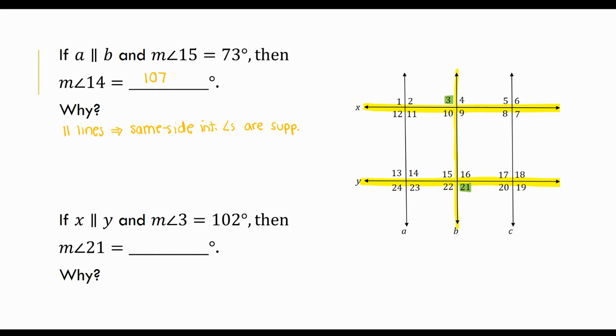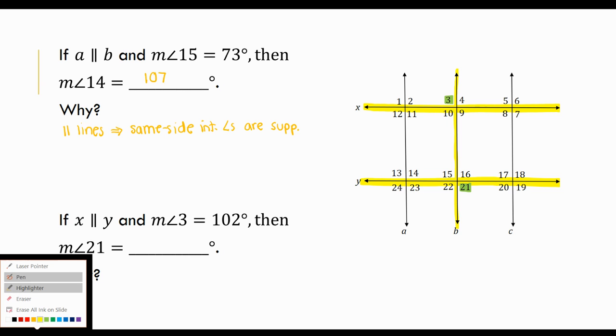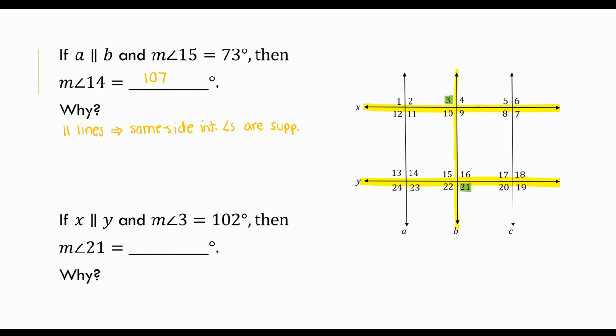So if 3 and 21 are dealing with the transversal of B, notice that they are on opposite sides. 3 is to the left of B and 21 is to the right. So they are alternating. Because those are both outside of the parallel lines, that means that we are dealing with exterior angles. So we have alternate exterior angles. That means that they are congruent. So if angle 3 is 102 degrees, so is angle 21.